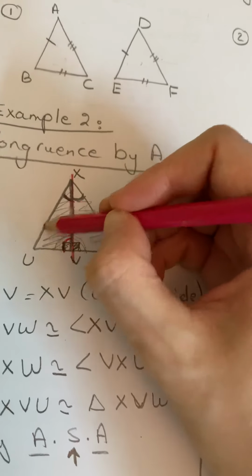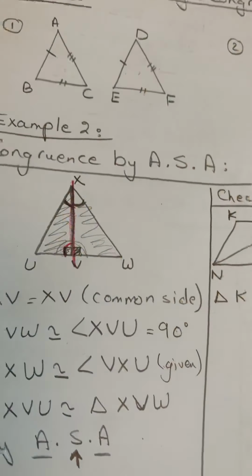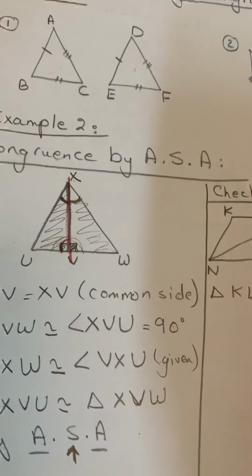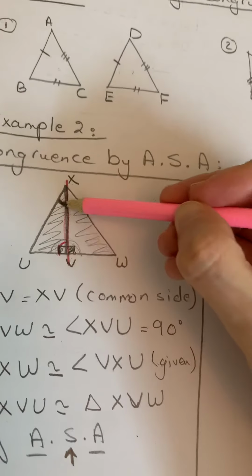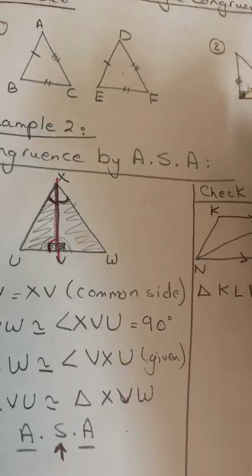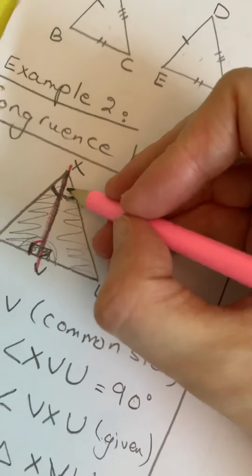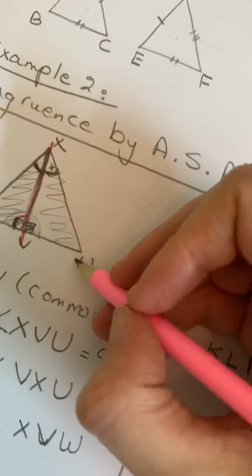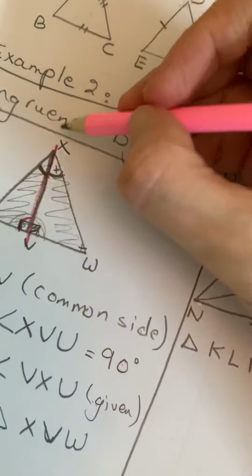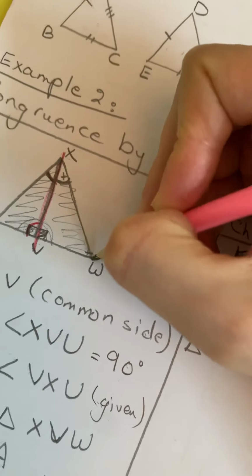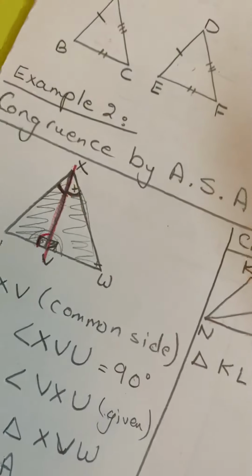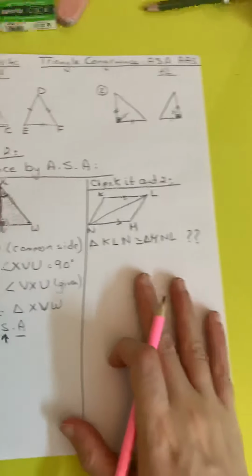You cannot take this side, for example. The side should be the one adjacent to the two angles. For example, if I was talking about this angle and this angle, I should take the side XW. Now, check it out.